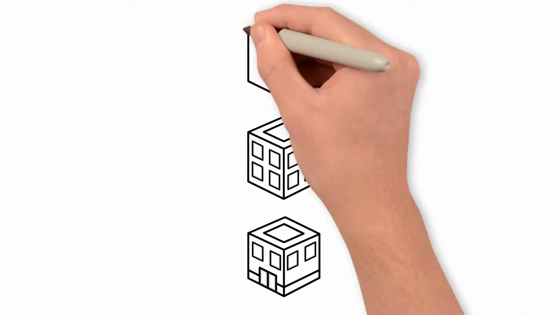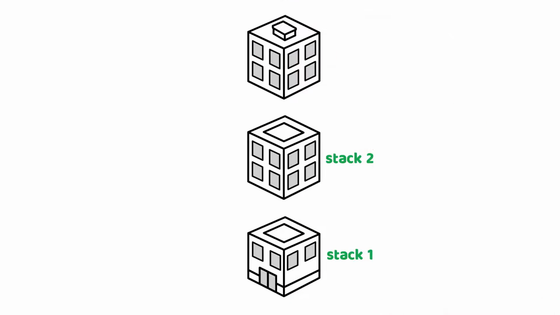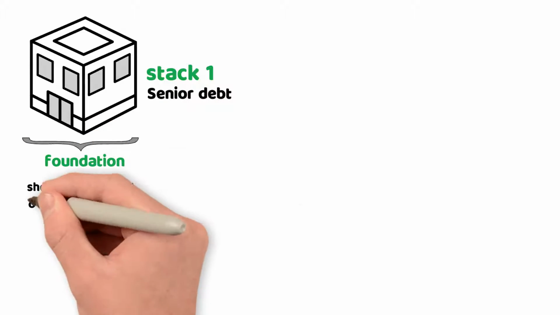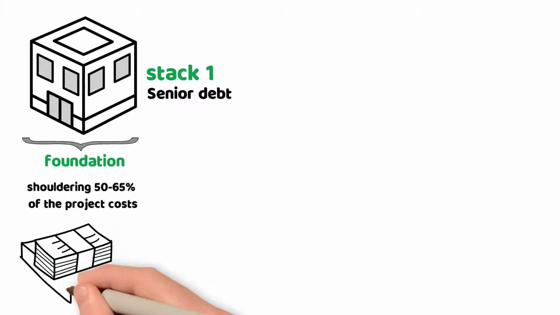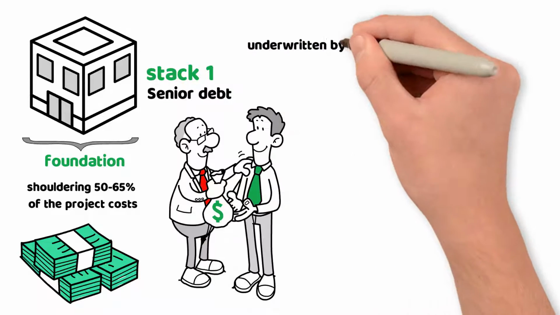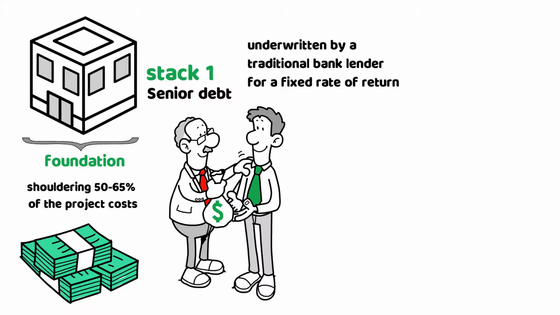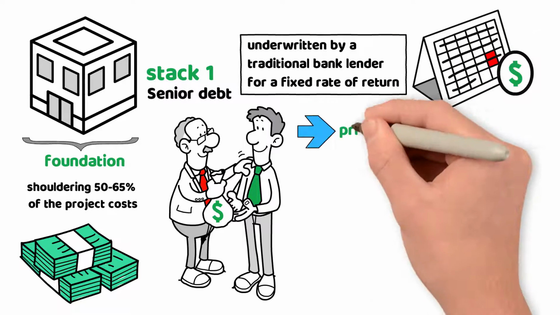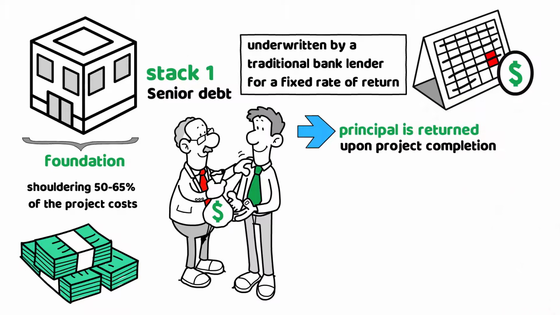Let's start with a traditional real estate capital stack, which is comprised of 3 investment tiers. Senior debt is here at the bottom. It functions as the foundation, shouldering 50 to 65% of the project costs. The senior loan is basically a short-term construction mortgage underwritten by a traditional bank lender for a fixed rate of return. Interest payments are made monthly and the principal is returned upon project completion.